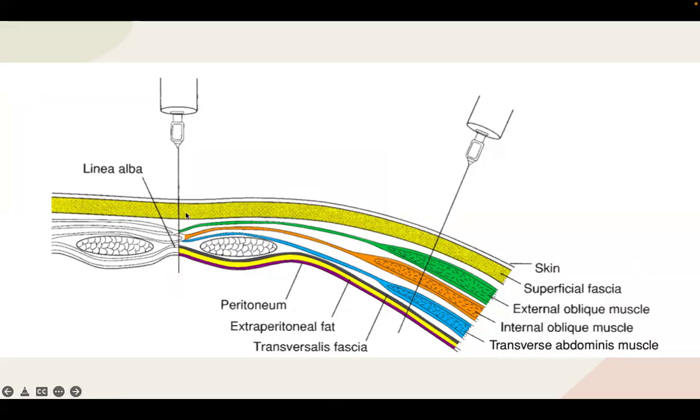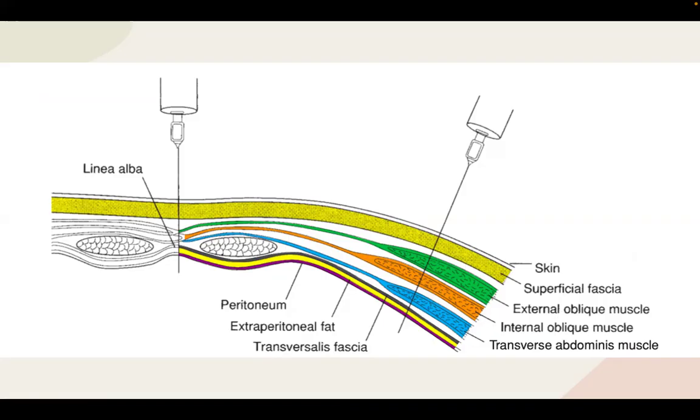and deeper Scarpa fascia, and linea alba, the fibrous structure where the muscle aponeuroses meet, and fascia transversalis, extraperitoneal fat, and finally, parietal peritoneum. For the flank, if we take a flank approach, the anatomy changes because we are moving through the muscular belly rather than the fibrous midline.